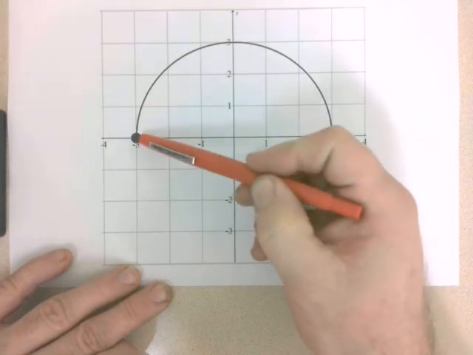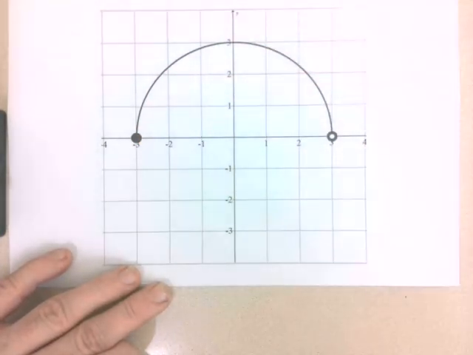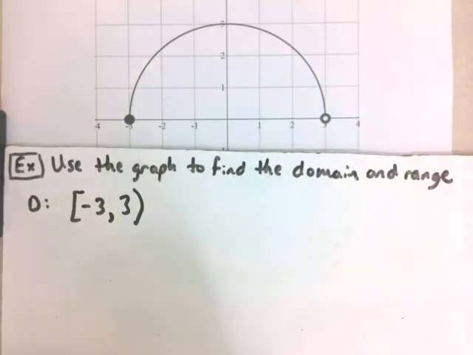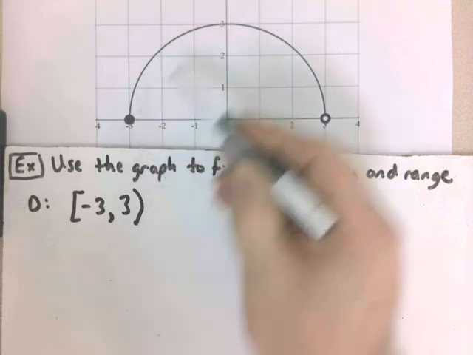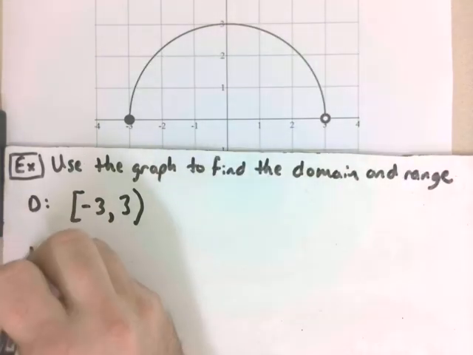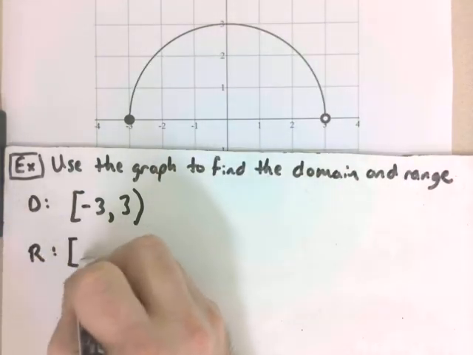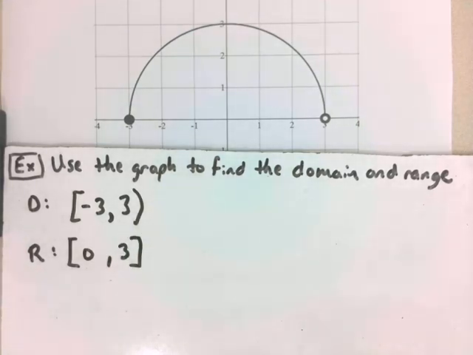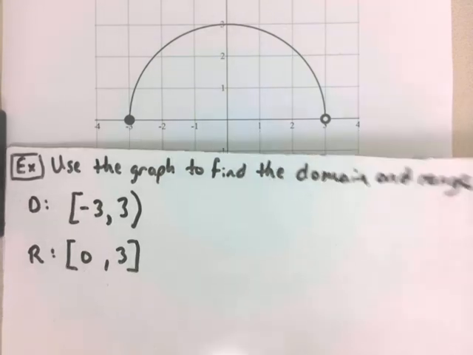So we have a point at a height of 0 all the way up to a height of 3, and we would like to include a height of 0 and a height of 3 because those are closed circles. For the range, we are going from 0 to 3 inclusive. Going from 0 to 3, including 0 and 3 for the range on that one.